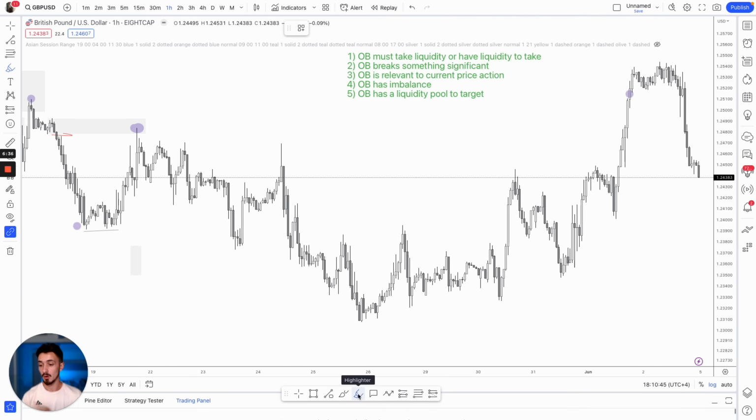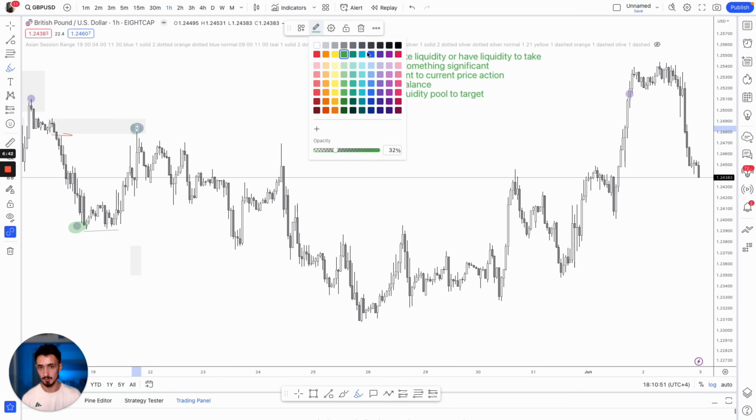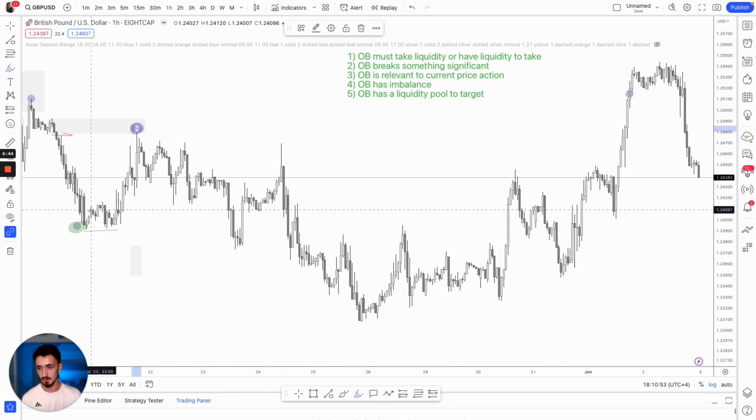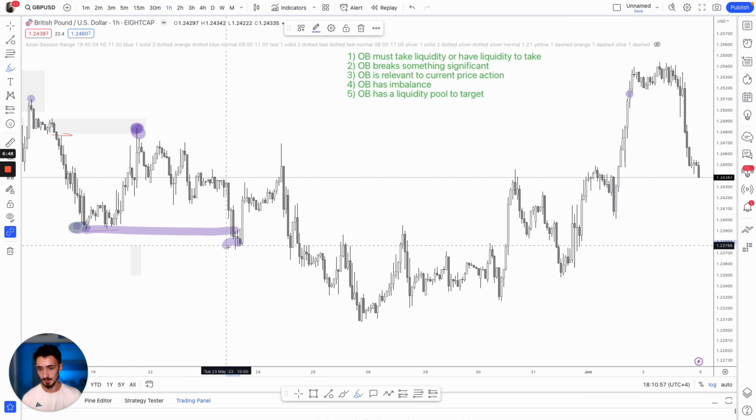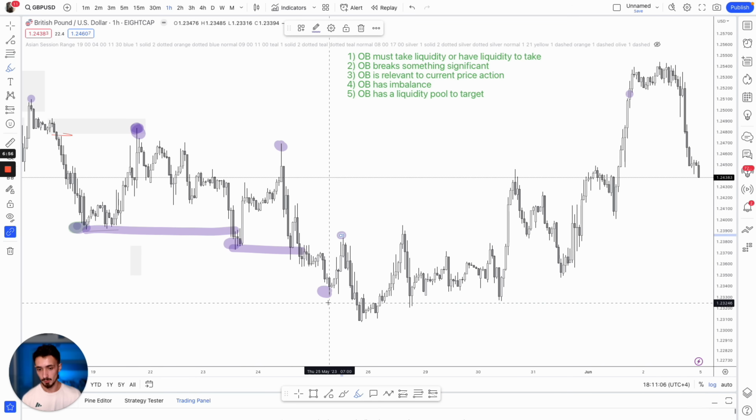First and foremost, we always mark out structure. So we know we have a low right here, we have a high right here. I'm going to change back to purple. So we have a low right here, a high right here. Price breaks structure. Now we have a lower low. Price pulls back, lower high. Price breaks structure. We have a lower low. Price pulls back, lower high. We break structure. Price has a lower low.